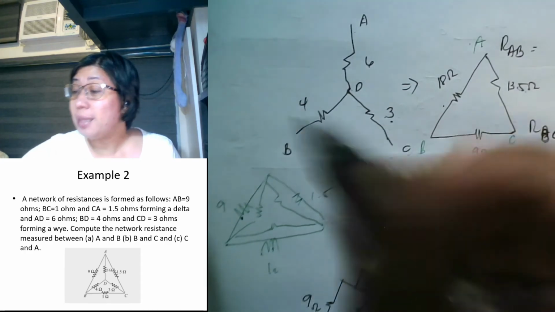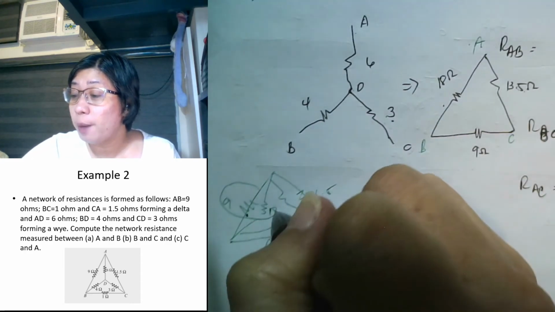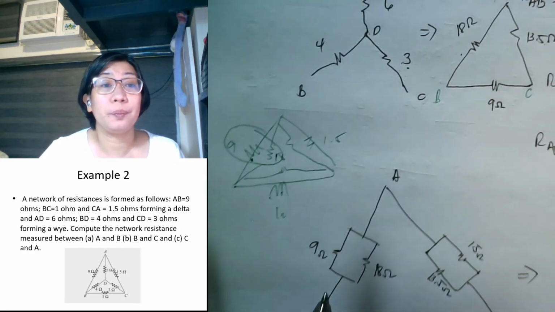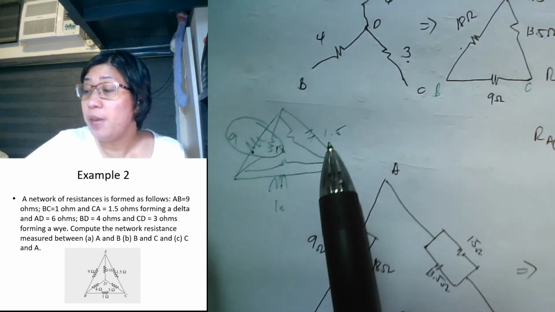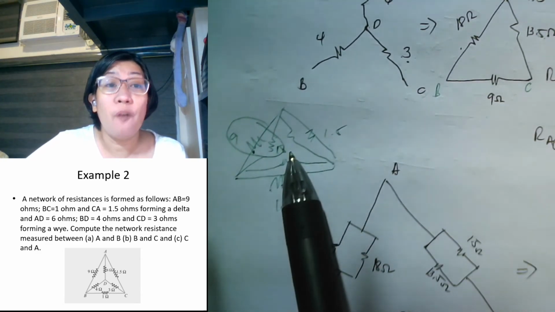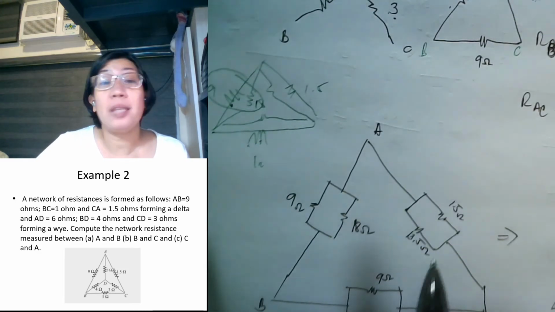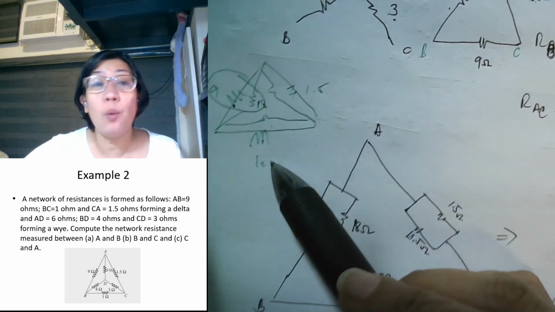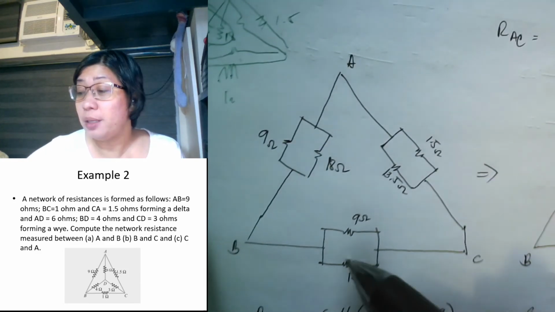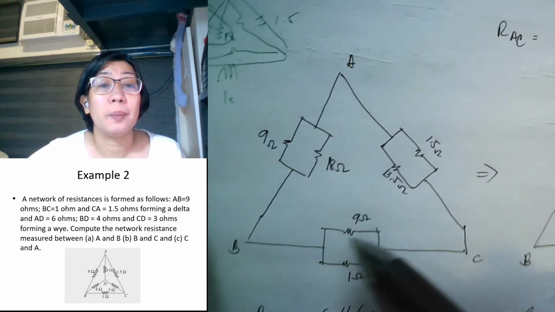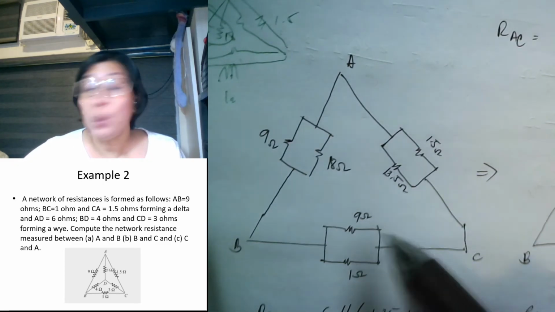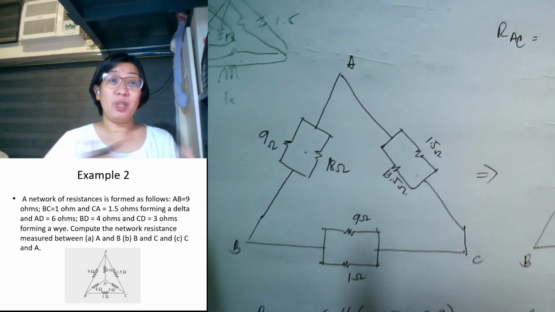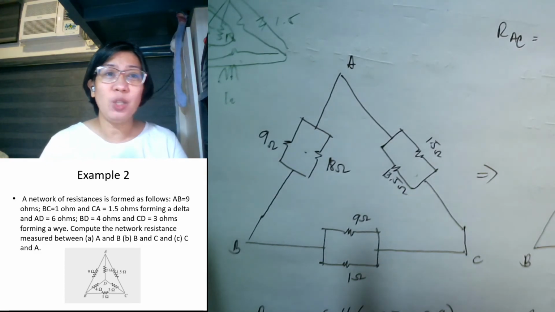Why? Because the 9 here and the 18 here form what? A parallel circuit like this one. The 1.5 here and the 13.5 here form a parallel circuit like this one. And also, the 9 ohms here and the 1 ohm here form a parallel circuit like this one. So these parallel circuits can now easily be combined, because there are just two parallel resistors. So, how do you do that?